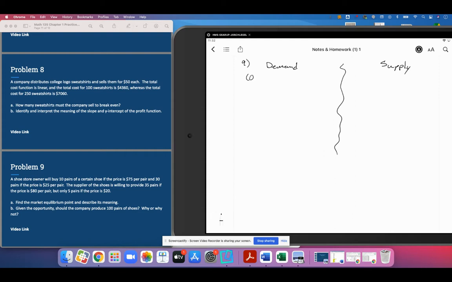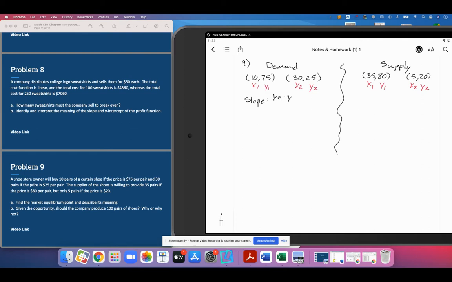Our first point is going to be 10, 75. Our second point is going to be 30, 25 for demand, and for supply, we have 35, 80 and 5, 20. So for both of these, we are going to need to label our x1s and our y1s, and we need a slope. So let's go ahead and work on the demand one first.